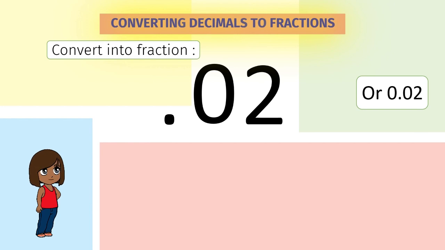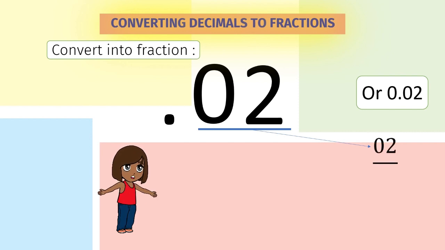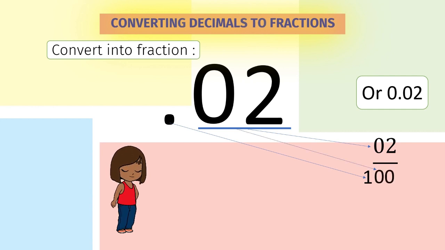Let us take a tricky number. 0.02. Can you pause the video and solve for it? The numerator is the number with the decimal removed. So the numerator of the resulting fraction is 02, or 2. The denominator is 1 followed by how many zeros? 2 zeros because there are 2 digits after the decimal. So the denominator is 100. Answer is 2 by 100.